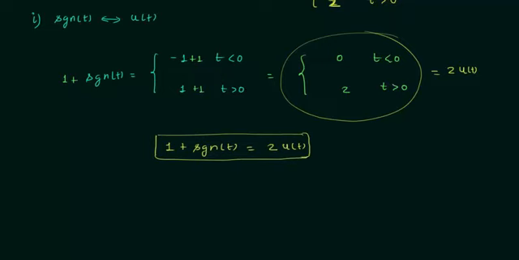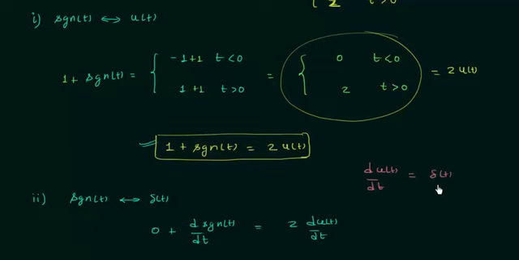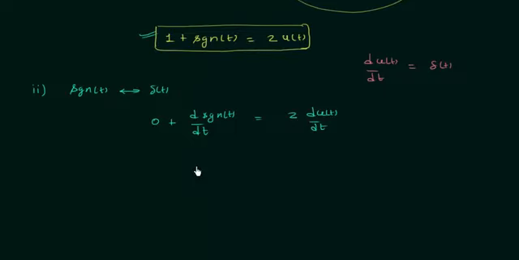Now we will find out the relation between the signum function and the unit impulse function. In the second property, for this, I will differentiate this result. On differentiating, we have 0, since the differentiation of 1 is 0. Then we have the differentiation of the signum function with respect to t equal to twice du/dt. And if you remember the last presentation, we proved that the differentiation of the unit step function is equal to the unit impulse function. So we have the differentiation of the signum function equal to twice the unit impulse function. So this is the relation between the signum function and the unit impulse function.